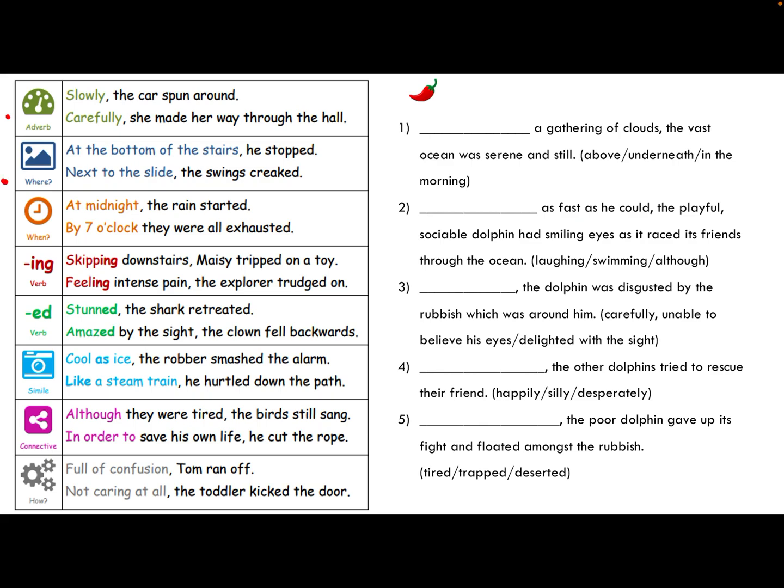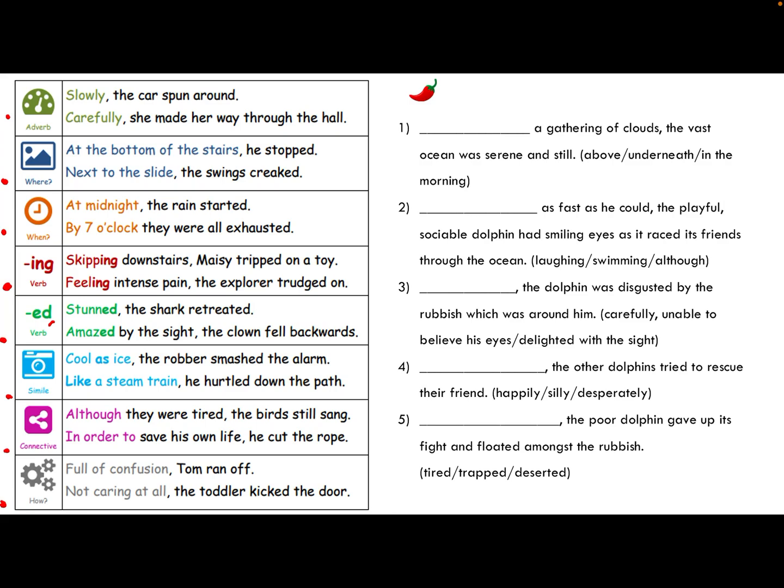Now we have some adverbial openers. We have some openers of place, like prepositional openers. We have when, some verbs, so this is our action. We have ed, so this is our action as well, but this one is in past tense. Simile openers, connective openers, or how. So they're different types of openers. It's not an exhaustive list. You could find some online if you wanted to. You could use the blue and grey grid at the beginning of the video to help you.